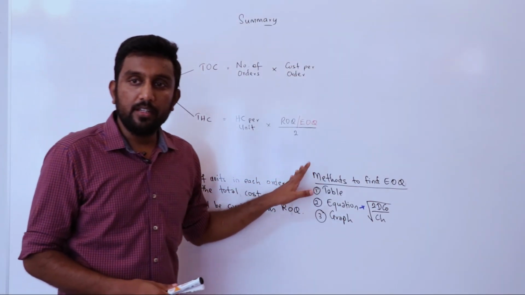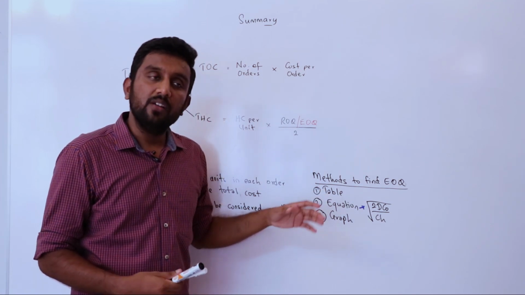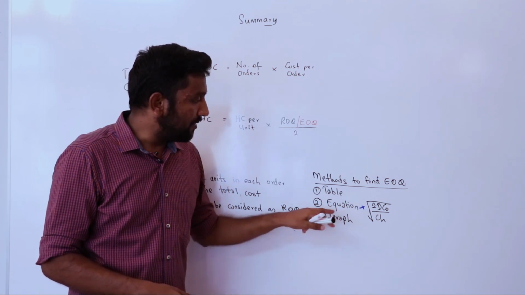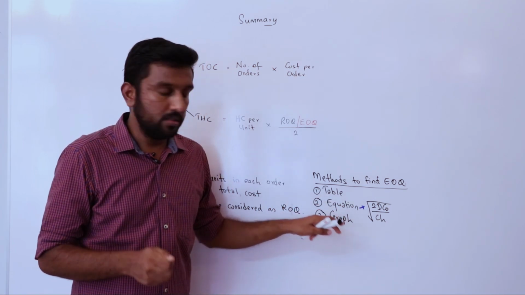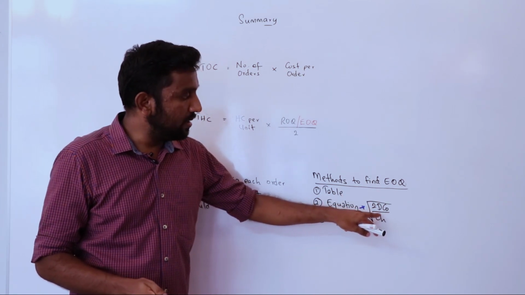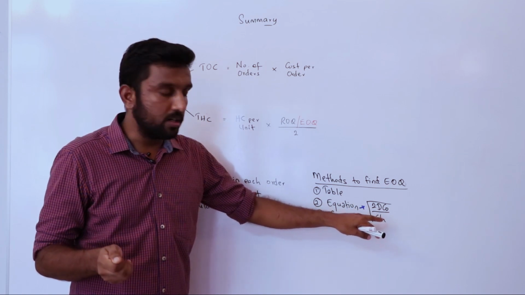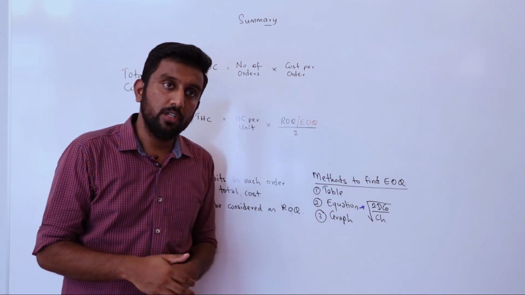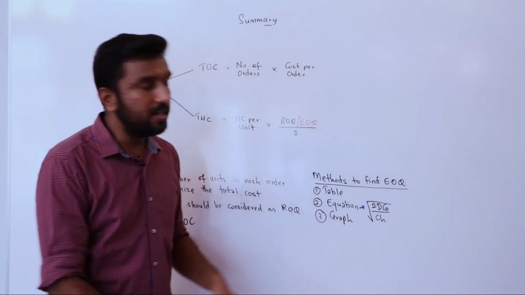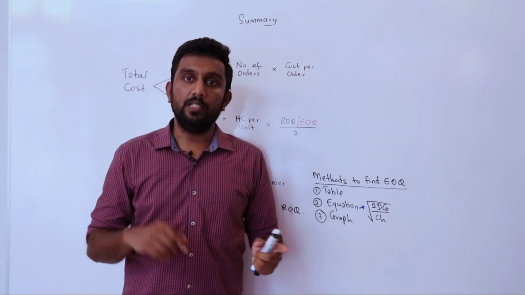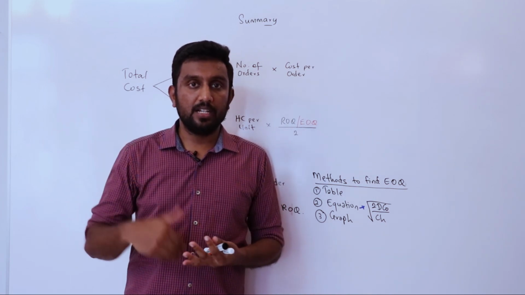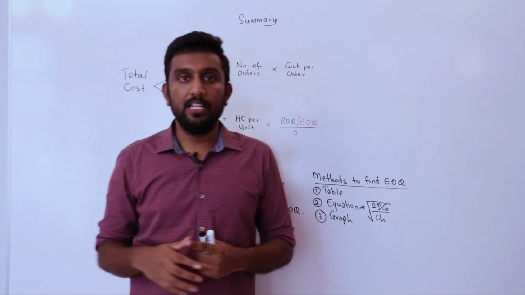Then there are methods to find the EOQ. First one is a table, where they don't ask much about the table, but you should know how you are finding from the table. The second one is the equation, which is very important. The equation is square root of 2DCO over CA. D is demand for the year, not for a month, not for the quarter. CO is ordering cost per order, and CA is holding cost per unit. And third one is graph. We do have two graphs. One is based on the quantity, so you have to check the x-axis. The first one is quantity and the second one is order. Based on that, your graph lines would vary.